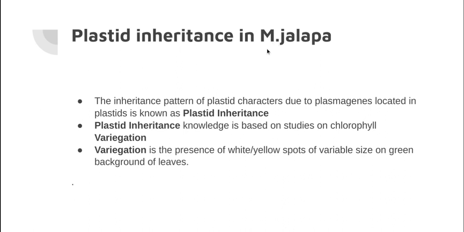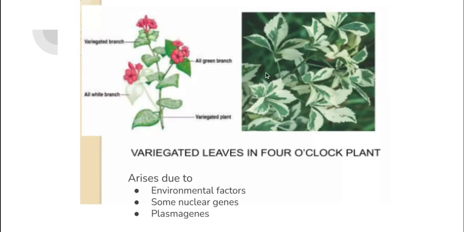Now, we are going to study plastid inheritance in Mirabilis jalapa. In Mirabilis jalapa, the inheritance pattern is due to the plastid. Plastid inheritance knowledge is based on the studies of chlorophyll variegation. In Mirabilis jalapa, there are three types of leaves found. One leaf type is completely green.